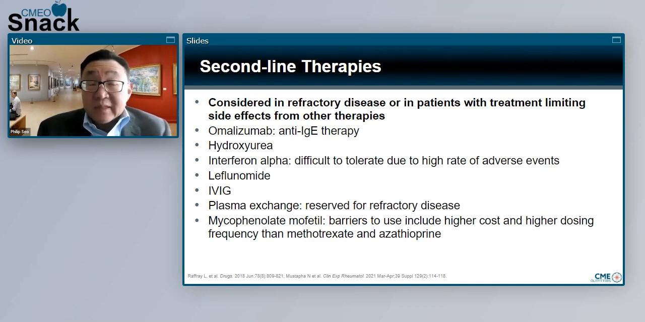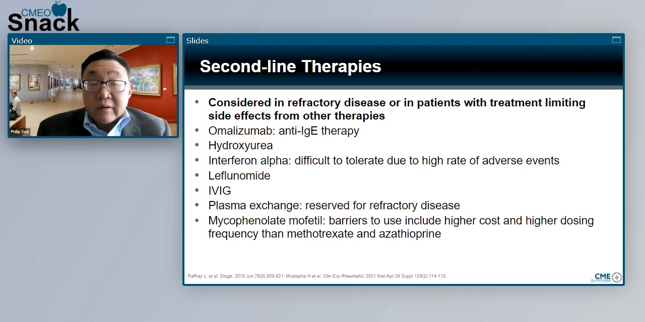I will say that plasma exchange has largely fallen out of favor. So if you're seeing a patient who has an ANCA-associated glomerulonephritis with end-stage renal disease or CKD5, we might still consider plasma exchange, but plasma exchange really being limited to that particular group.